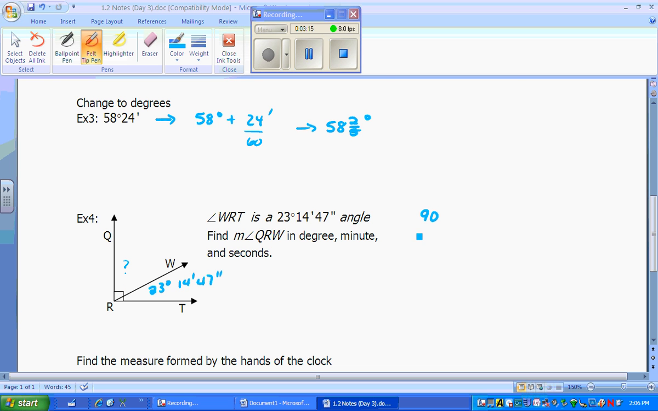Well, what does that look like? We're doing 90 minus 23 degrees, 14 minutes, 47 seconds. Well, to be able to subtract these two, you have to borrow. So the 90 becomes 89, and then you have 60 minutes. But wait, you still don't have seconds. So you could borrow from the minutes, one, and you get 60 seconds. Now you can actually subtract them, and you could get 13 seconds, 45 minutes, and then 66 degrees for your final answer.